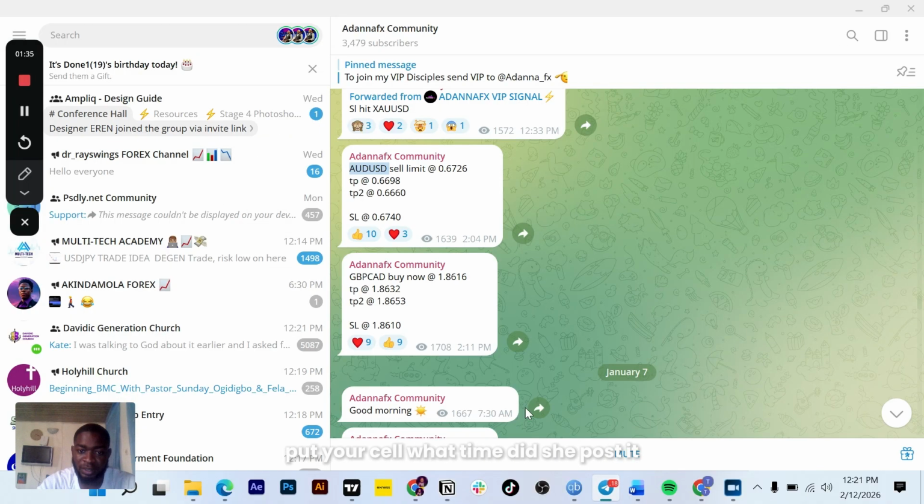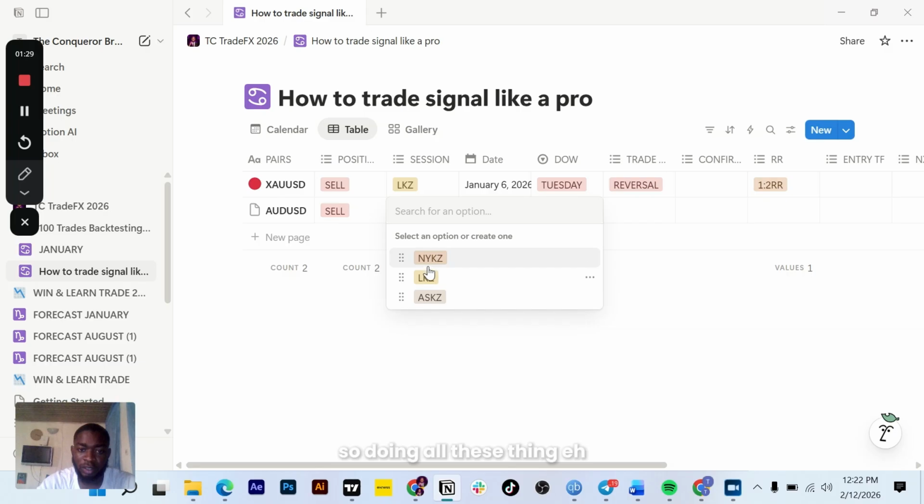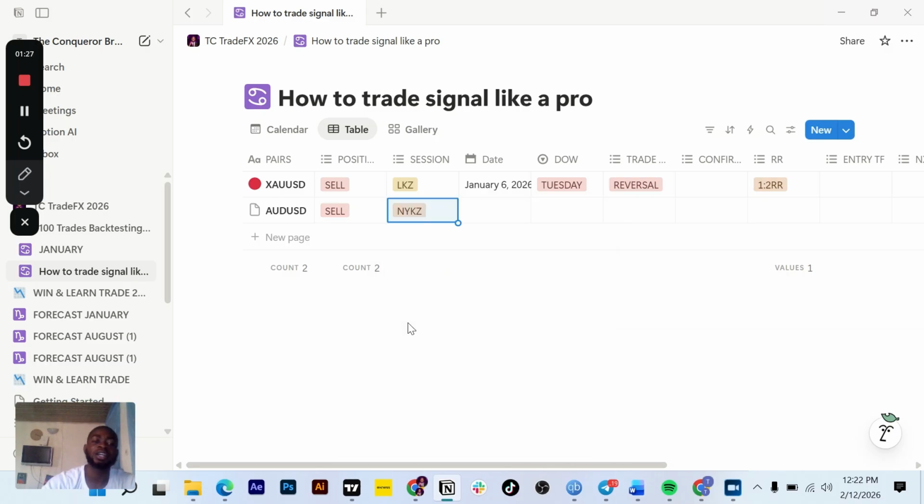What time did she post it? She posted it in the, oh, this is the New York session, 2 p.m., a New York session. Doing all these things will help you understand what time she uses to take a trade, so that you can be alert and ready. If she's taking a trade in the morning, I'm going to take my trade in the morning with her, so that you'll be waiting for the signal. If it's mostly the New York session, then you'll be waiting for the New York session.